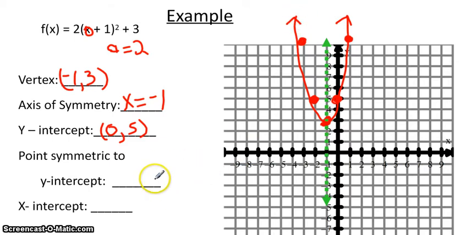Alright, now we can complete our table over here. It said the point symmetric to the y-intercept. The y-intercept was here. The point that's the mirror image of that point is (-2, 5). And our x-intercepts, it did not cross the x-axis, so we don't have any.